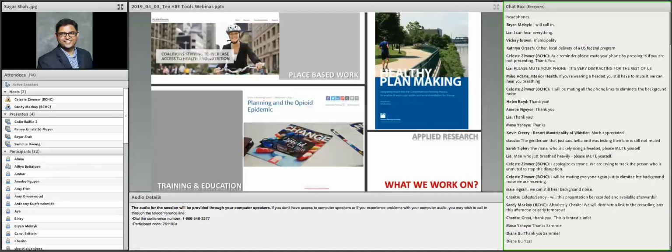So what we work on, we typically use 3 types of mechanisms to work on projects. The first one is applied research, and I won't talk a lot about that because the project that I am going to present next falls into this category of applied research. The second type of mechanism we use is place-based work, which is we work with communities on the ground.